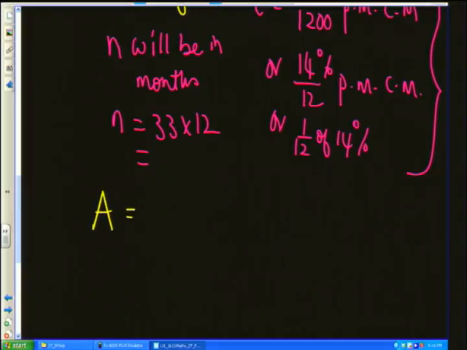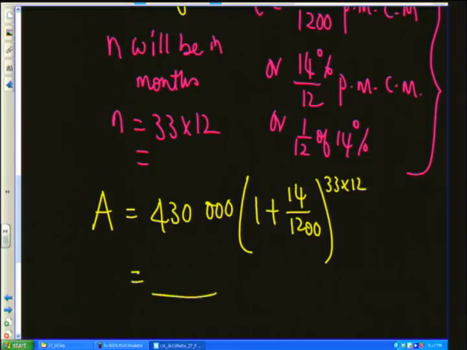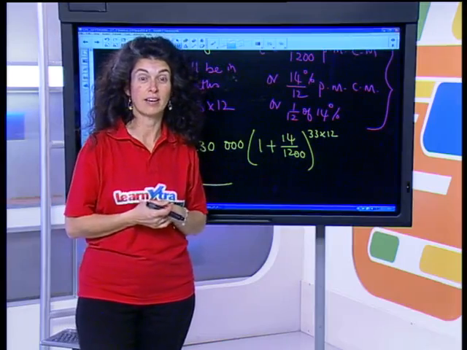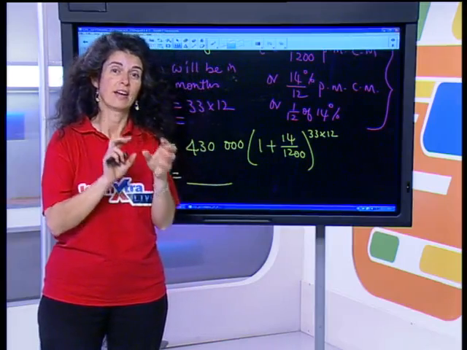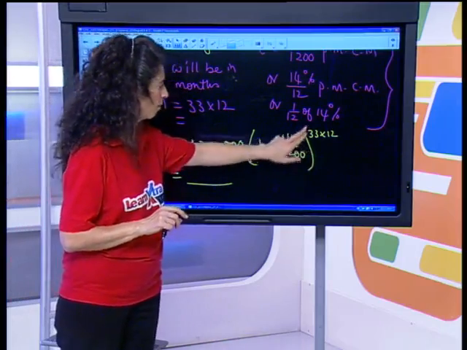It's A equals 430,000 times 1 plus my new, whichever one you like, I like 14 over 1,200, to the new N, which is 33 times 12. And I can just use my calculator and see by how much has that changed. And in that way, we've been able to adjust the rate and the compounding periods.